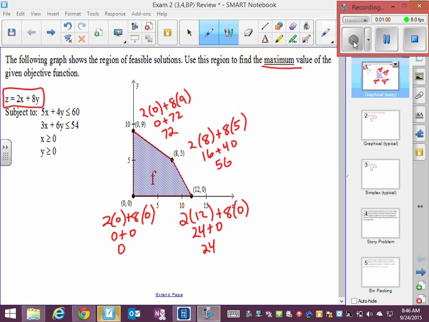That's not going to be the maximum. The maximum value looks like this number, 72. And so when we maximize the objective function here, we're going to get a maximum value of 72 at the point (0, 9).